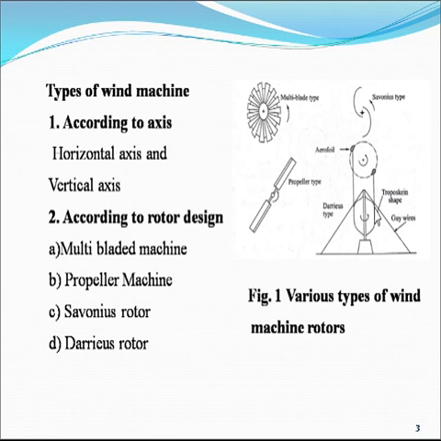rotor, in which we have two blades. From the top view, when this rotates, the blades are rotating like this, and this is the cross section of the blade. So this is a two-bladed Darrieus rotor machine. The propeller machine and Darrieus machine are high speed machines having an aerofoil cross section of the blade, and the multi-blade and Savonius rotors are slow speed.